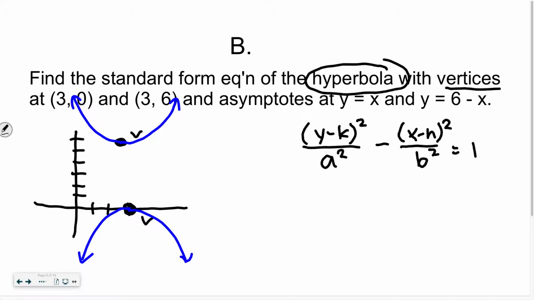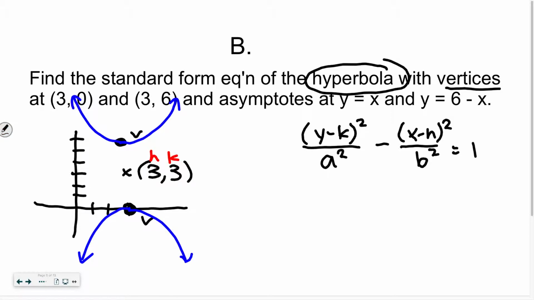So I'm at (3, 0) and (3, 6). What's exactly in the middle of that? (3, 3). You could think about it like you're calculating the midpoint from geometry. But you can also just say, okay, the distance from 0 to 6 is 6, so half of that. Okay, and there's my h and my k.